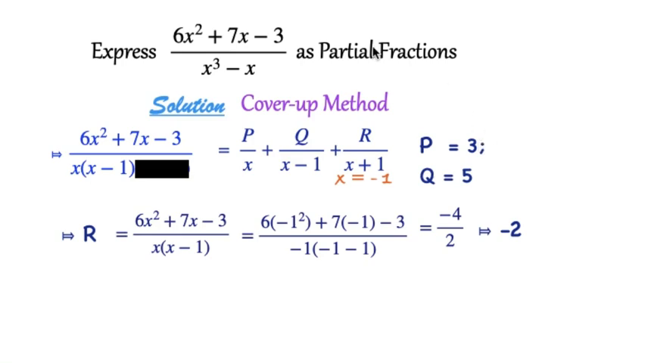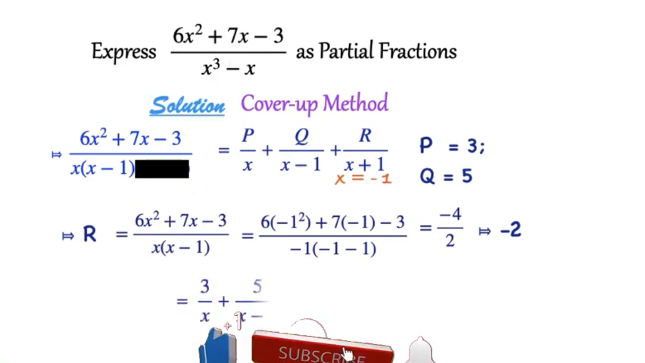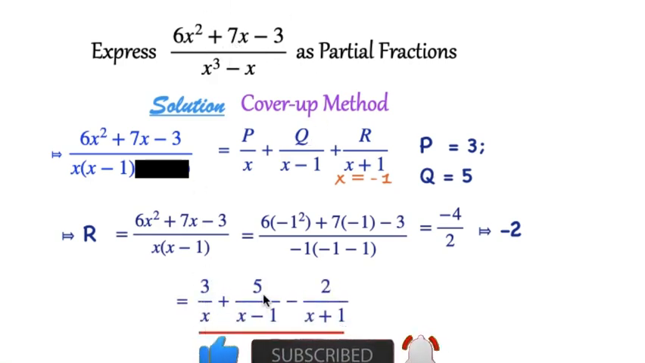p is equal to 3. q is equal to 5. r is equal to minus 2. The partial fraction for this big fraction is equal to 3 over x plus 5 over x minus 1 minus 2 over x plus 1.